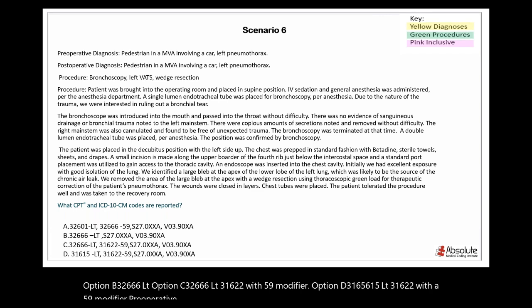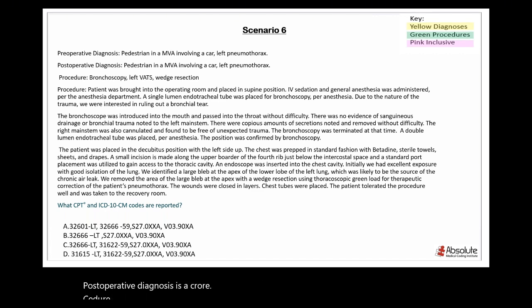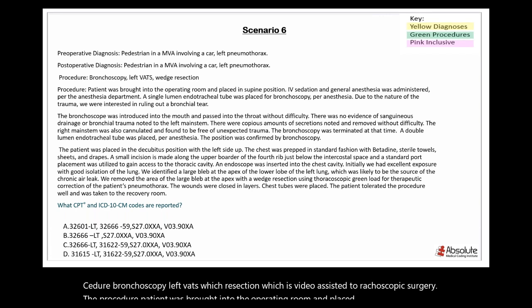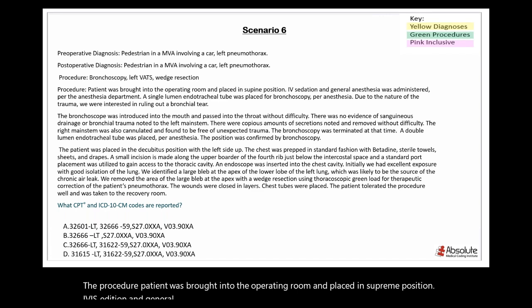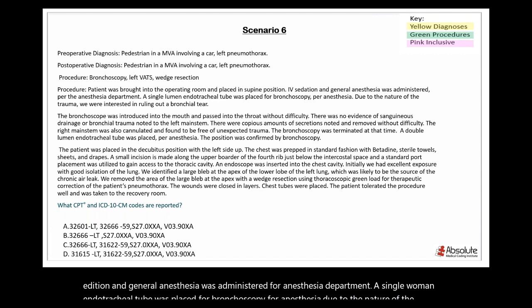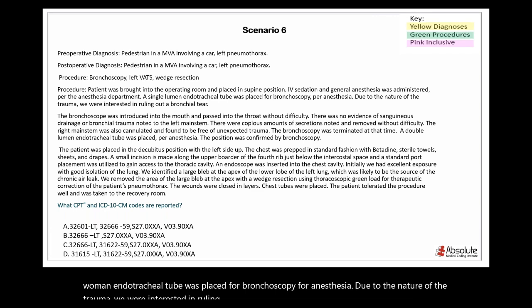Preoperative diagnosis: pedestrian in MVA involving a car, left pneumothorax. Postoperative diagnosis: the same. Procedure: bronchoscopy, left VATS with wedge resection, which is video assisted thoracoscopic surgery. The patient was brought into the operating room and placed in supine position. IV sedation and general anesthesia were administered per anesthesia department. A single lumen endotracheal tube was placed for bronchoscopy per anesthesia. Due to the nature of the trauma, we were interested in ruling out a bronchial tear.